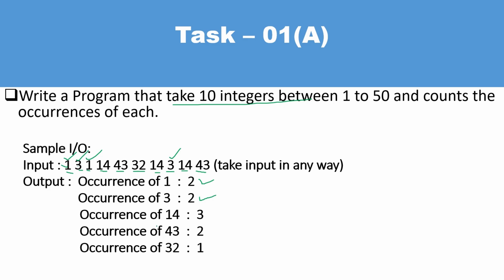And similarly 14 came 3 times. Here you can see one time here, second time here and third time here. So we have printed occurrence of 14 is 3. Similarly 43 has come 2 times and 32 has come one time.